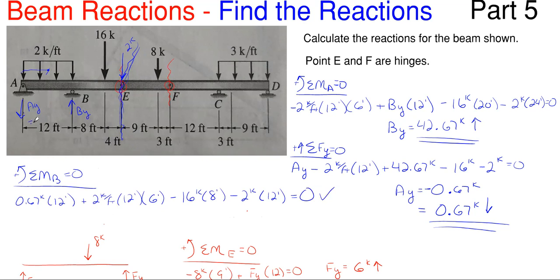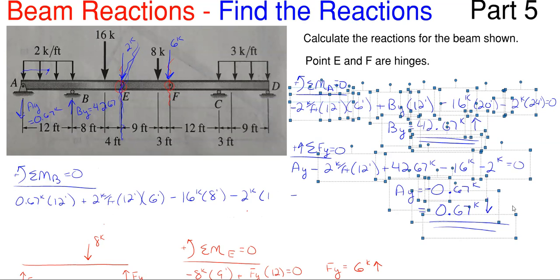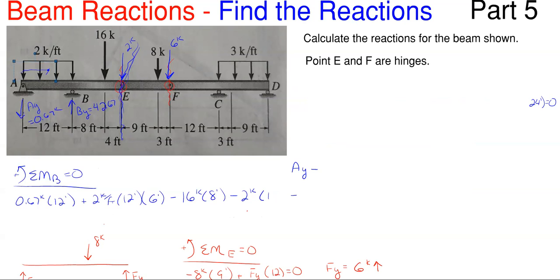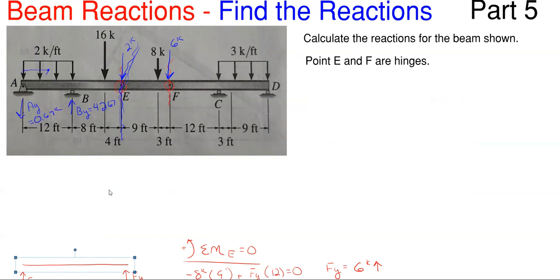So I'm just going to go ahead and write these in here, 0.67 kips, and then BY is 42.67. And then we also had F over here, which was 6 kips down for the right side of our segment, of course. All right, so let's work on the right side of the segment, keeping in mind that we did find F on the center to be going upward 6 kips. So what that means is that on the right side of the segment, the FY will be going downward 6 kips.